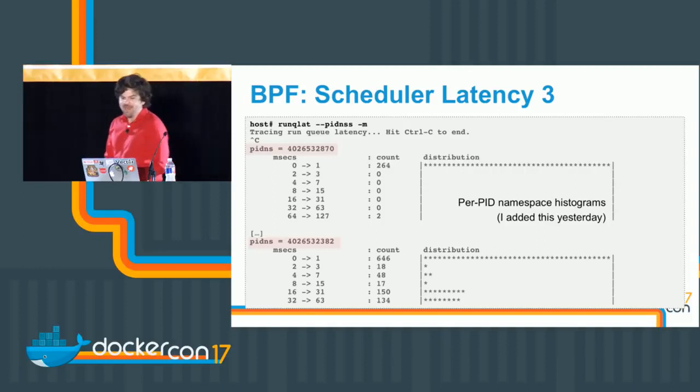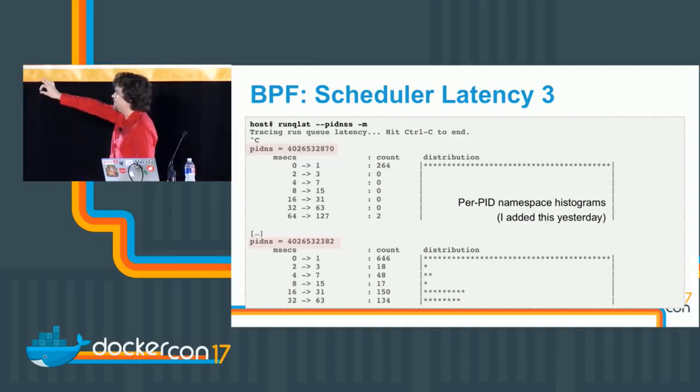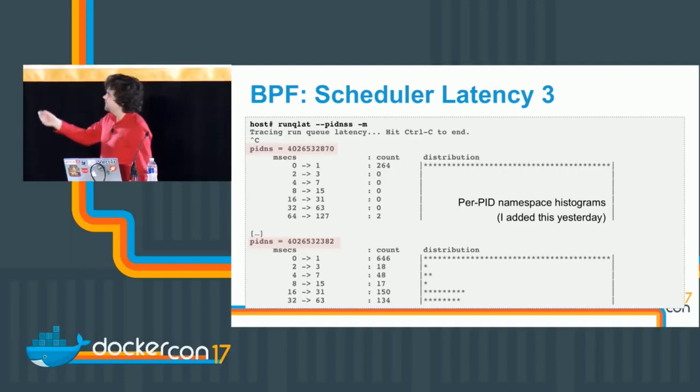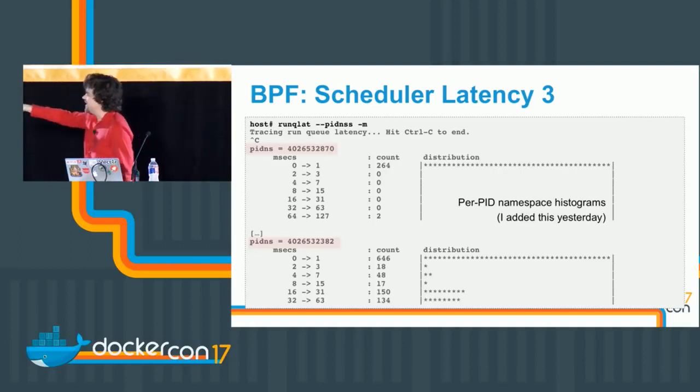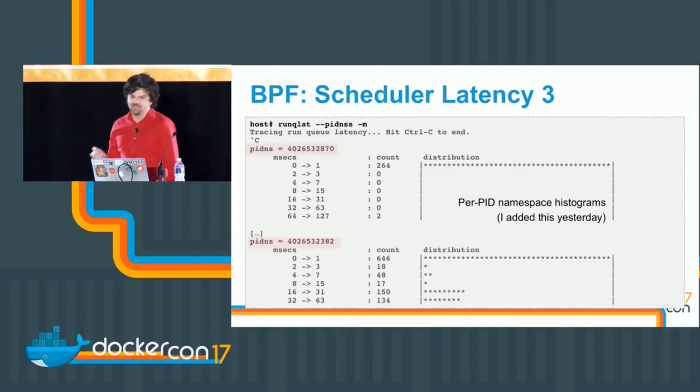A feature I added to this yesterday was doing run queue latency, getting it to do a breakdown for each PID namespace. So now I can see that process ID namespace, that's its run queue latency. The second one I see it's getting throttled. So I've got some 16 to 63 millisecond latency events.